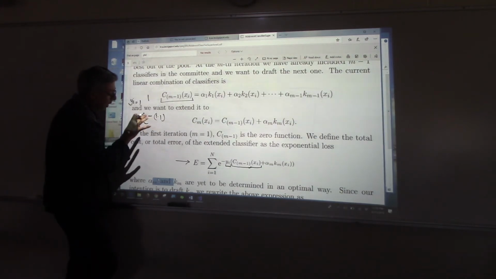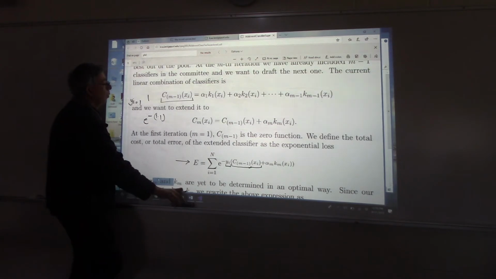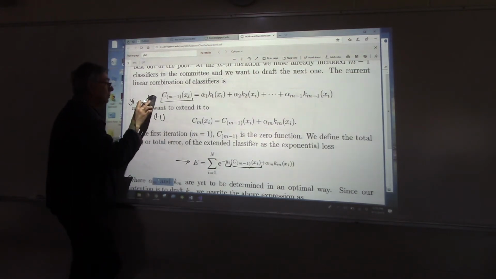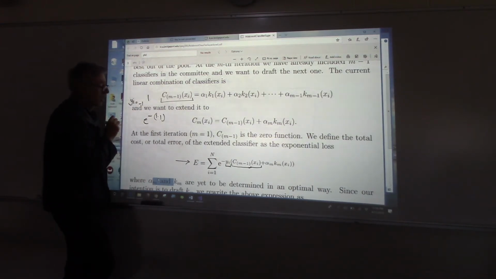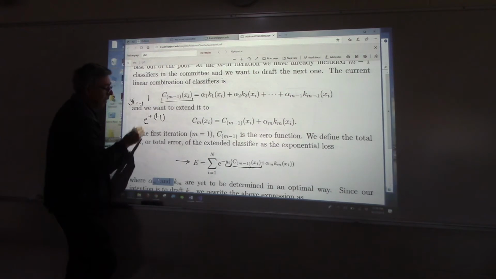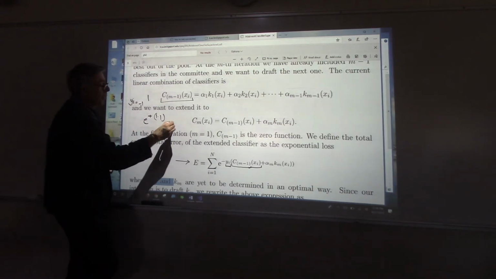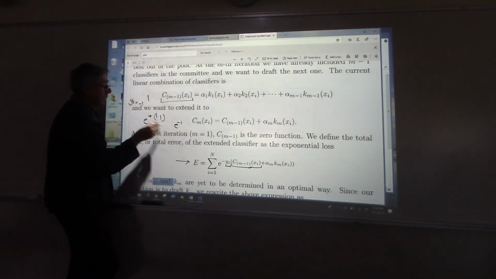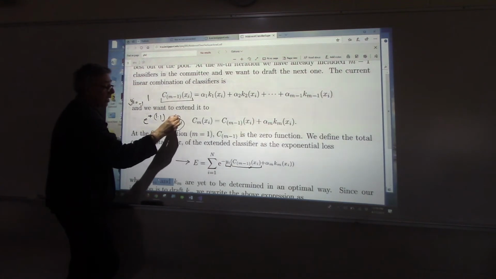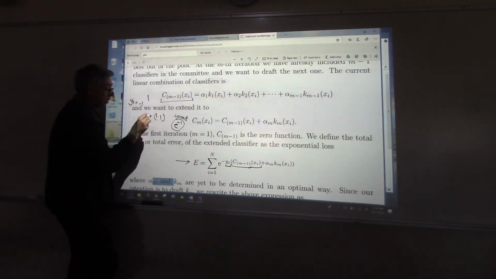Which will be a bigger number or a smaller number? Small. What if the sum of the classifiers produced a 1, but the expected was a negative 1? Then it would be big. Then it will be plus 1, right? So e to the minus 1 is when we have a correct match. And you can see there's a plus sign over here when it's incorrect.